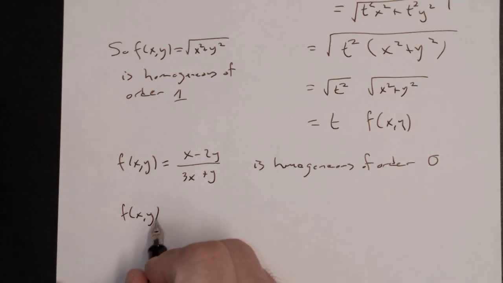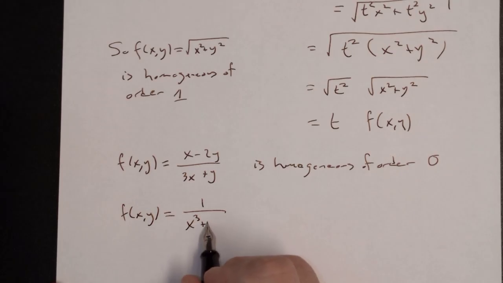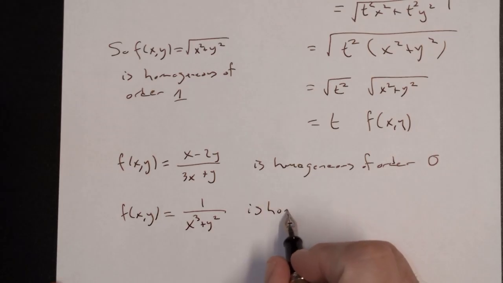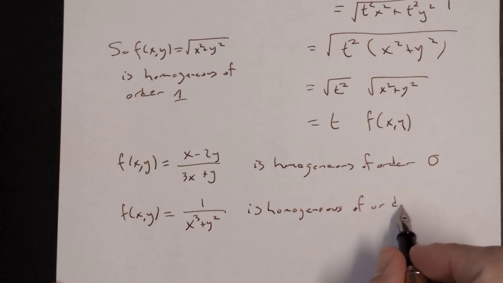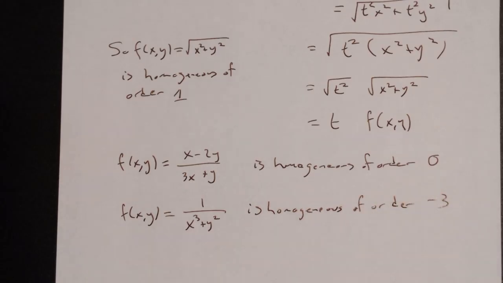F of xy equals 1 over x cubed plus y cubed is homogeneous of order -3. Oh, that should be a y cubed, not a y squared. Y cubed. You said it one way, but I wrote another. You should check, make sure I'm not wrong here. Leave yourself a little room and check that later.